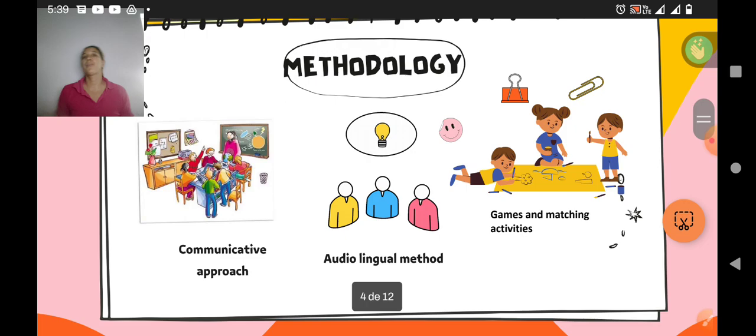Methodology. I use the communicative approach. It's an educational approach whose emphasis is focused on helping the student to use a language other than their mother tongue in different contexts, considering of great relevance the learning of the function of the language.